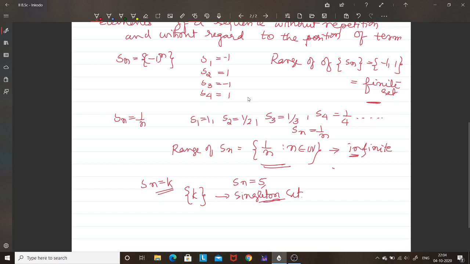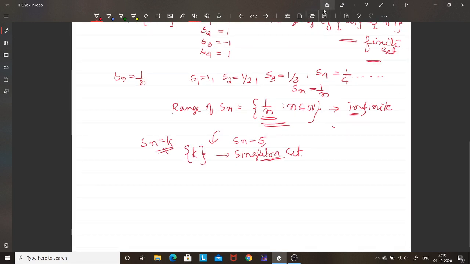That is a constant value. For a constant sequence, the range is one value, so you are getting at least one value. For any other sequence, you won't get an empty set as the range of the sequence. So we can say that the range of a sequence is a non-empty subset of R. Here -1 and 1 are a non-empty subset of R, and here also k is some real value, so it's a non-empty subset of R.